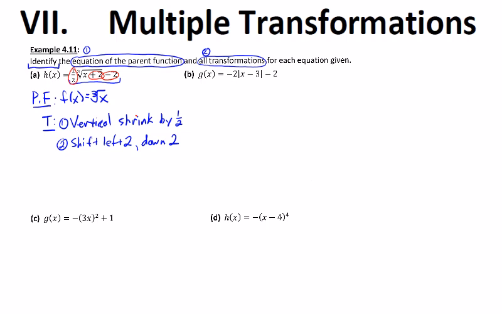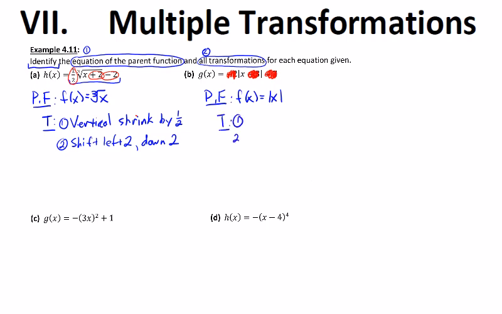Let's do the same thing for part B, g of x, and we want to start stripping away all of the multipliers and adding and subtracting, so that -2 is going to go away, -3, and the -2. And if you do that, all you're left with is the absolute value of x. So our parent function, f of x equals the absolute value of x.